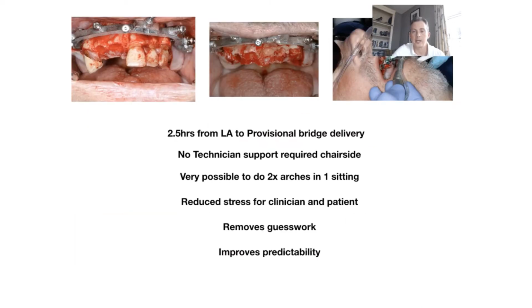So typically, a Chrome surgery will take about 2.5 hours from local anaesthetic to the provisional bridge delivery. You do not need technician support chairside, so there is that reduction, I suppose, in cost. It is very possible to do 2 arches in one sitting.